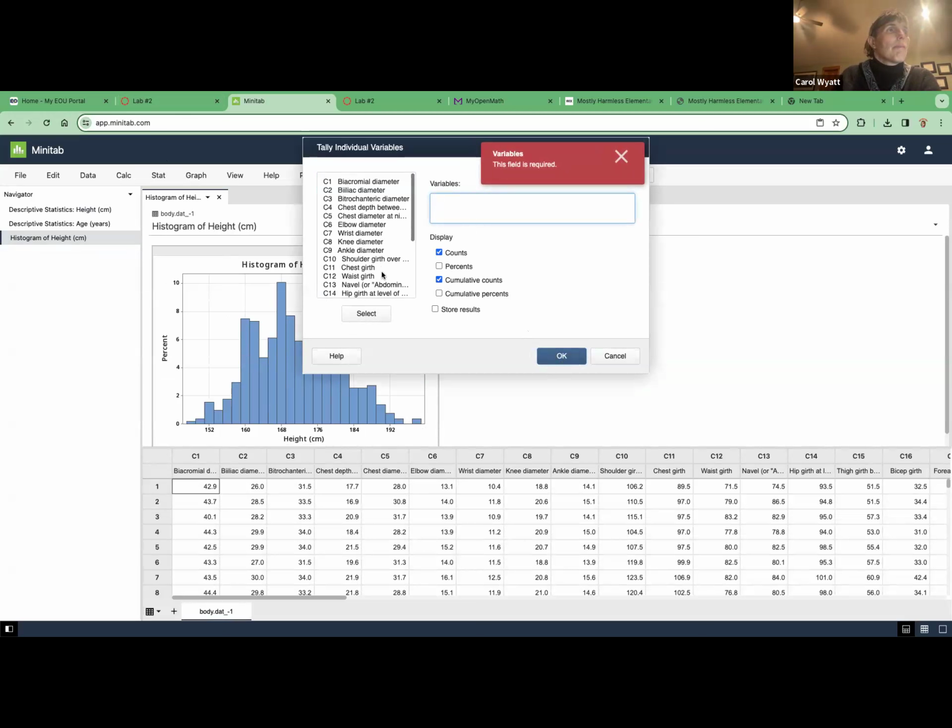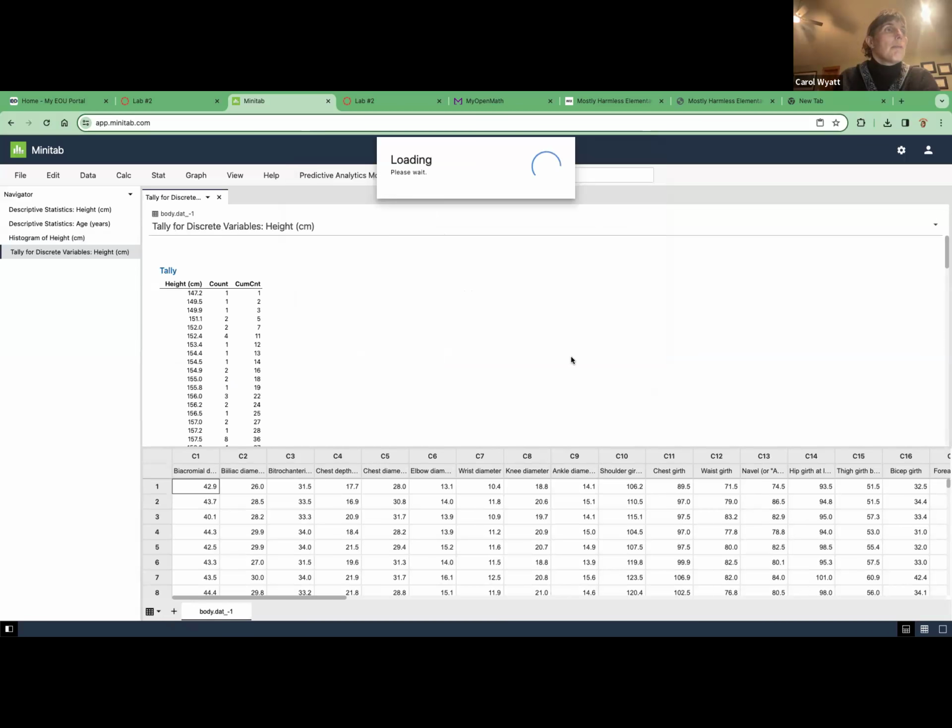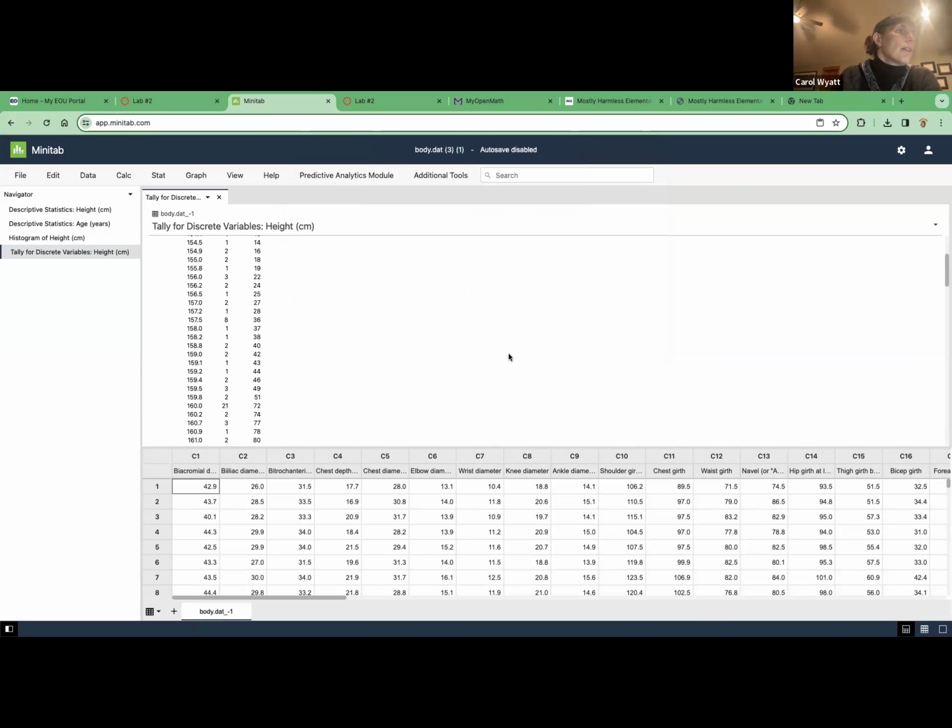No, sorry, 8. We made this table last week, so we know how to make this table. And if I look down here, between 161.4, so they're in order here.